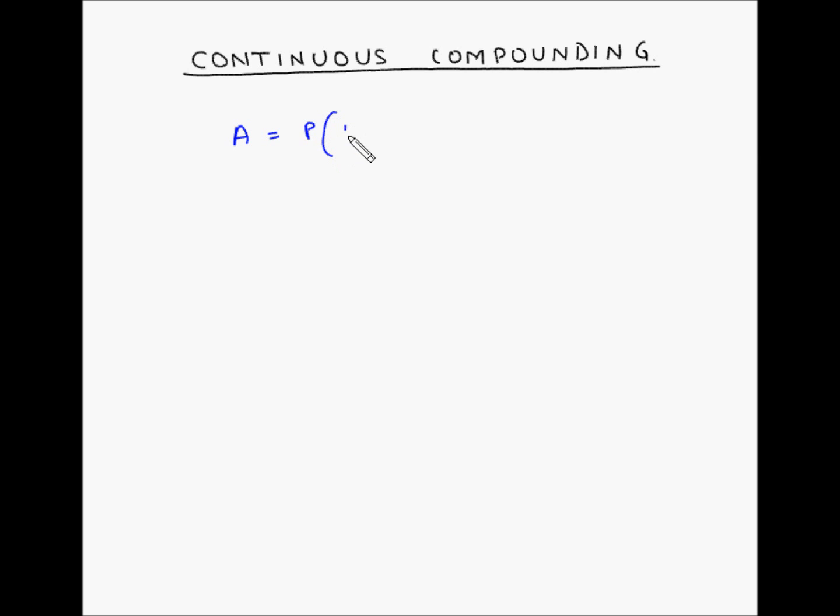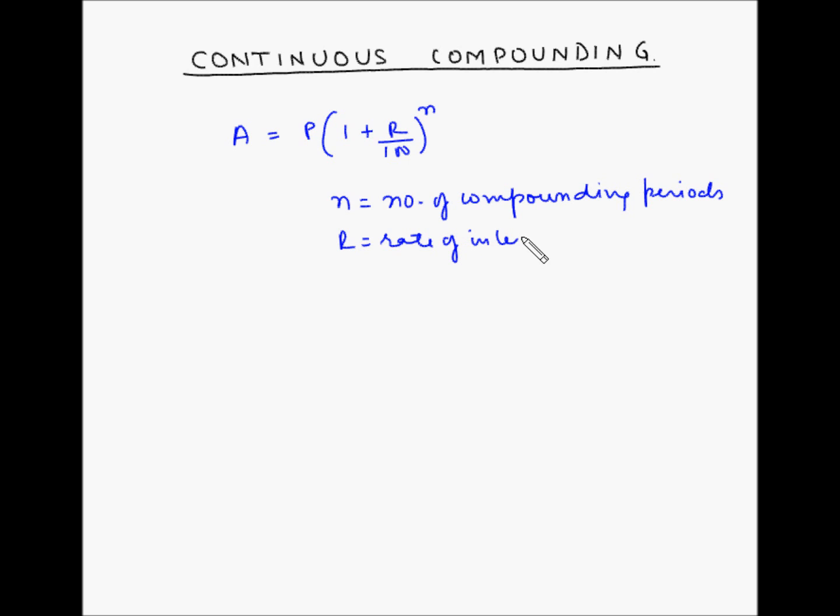Now, the formula that we have been using for compound interest is A is equal to P multiplied by (1 plus R by 100) to the power n. Now, here n is representing the number of compounding periods and R is the rate of interest per compounding period.